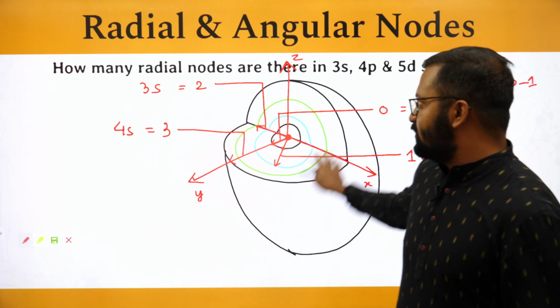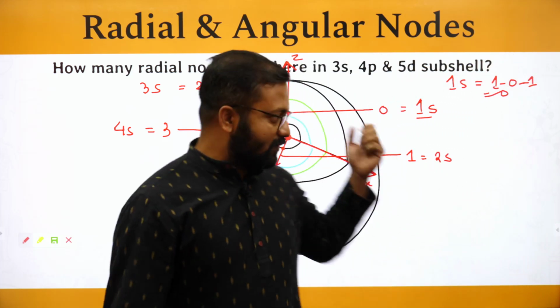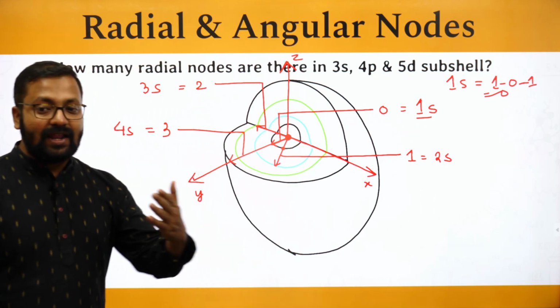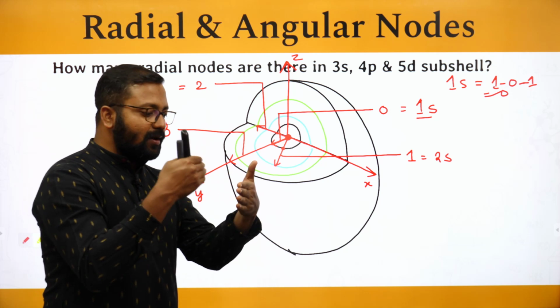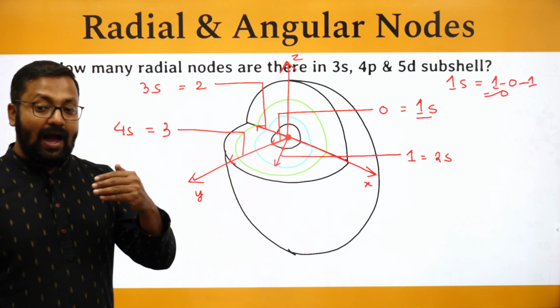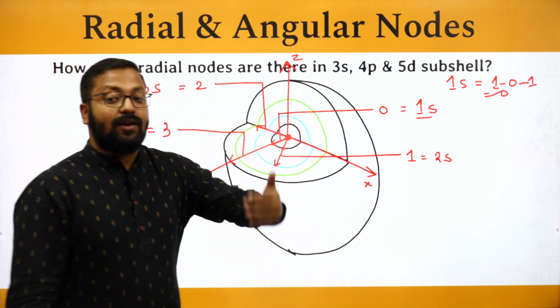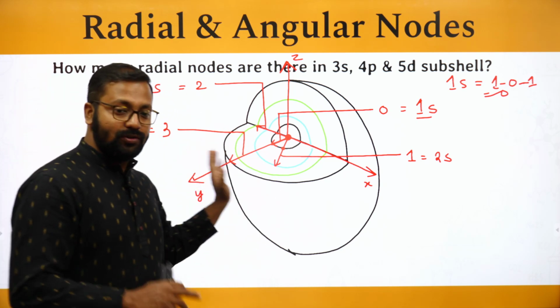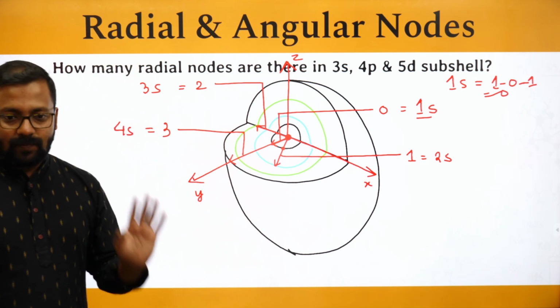Is that understood, guys? That is the meaning of what is known as radial. While moving radially, I should not cross a boundary. The number of boundaries that I cross is the number of radial nodes. Okay, the number of boundaries that I cross is the number of radial nodes.